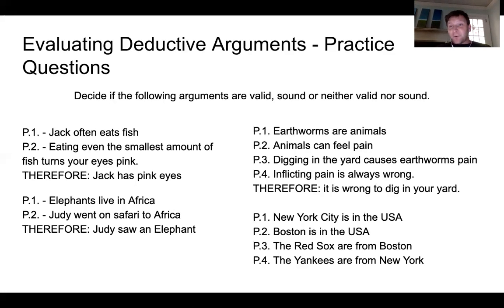And of course, this is valid and sound. It's a sound argument. That is the conclusion we have to follow. And of course, we would say that those premises are true. Again, apologies, I missed off the therefore.